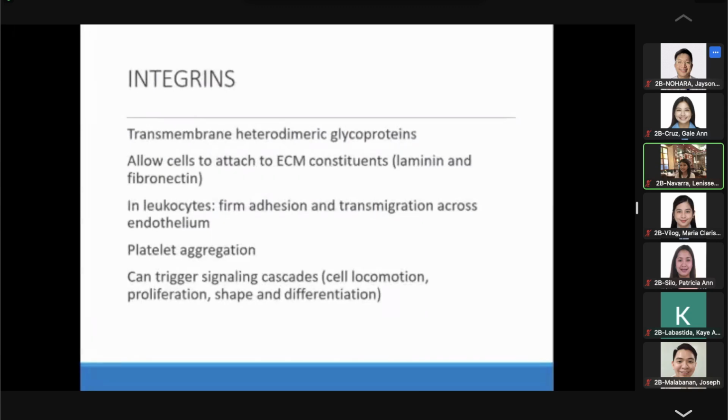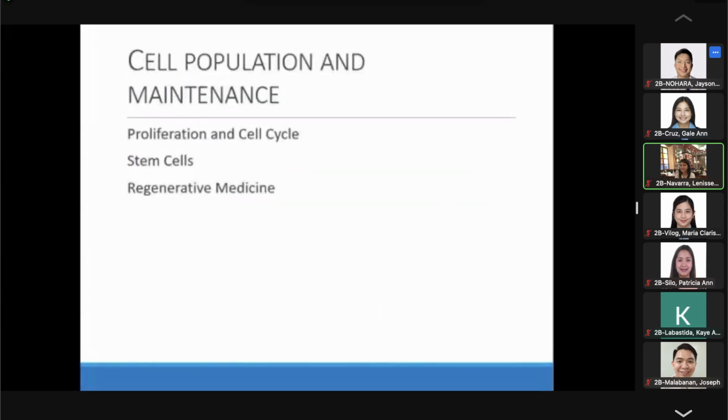Integrins are transmembrane heterodimeric glycoproteins that allow cells to attach to the extracellular matrix constituents like laminin and fibronectin. And in leukocytes, they mediate firm adhesion and transmigration across the endothelium. They also play a critical role in platelet aggregation. They can also trigger signaling cascades that will influence cell locomotion, proliferation, shape, and differentiation.